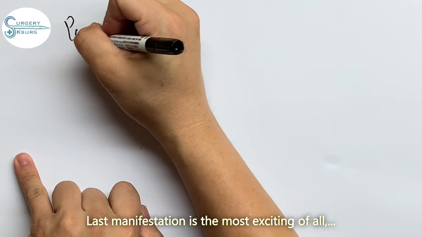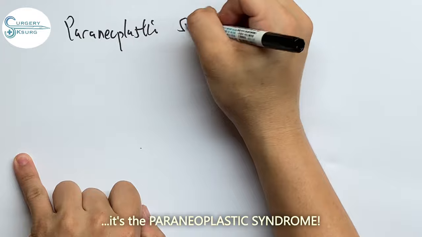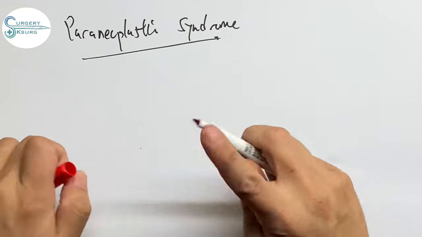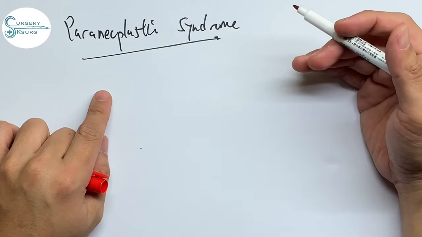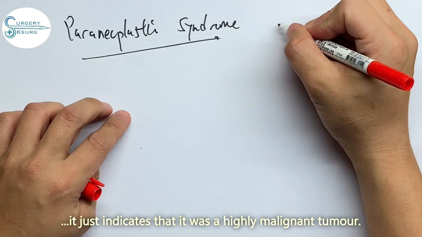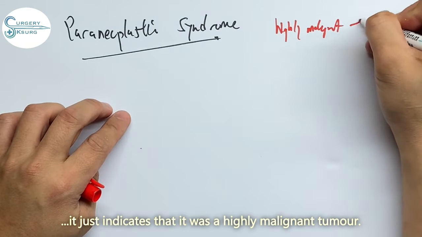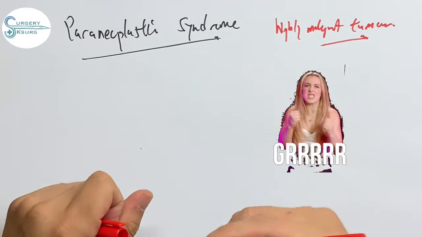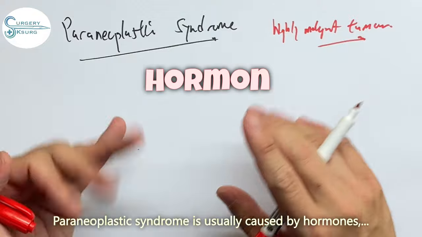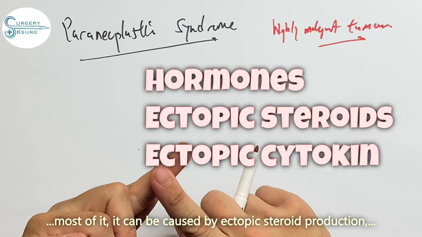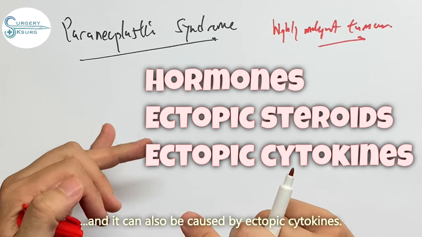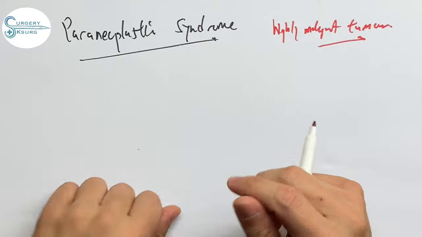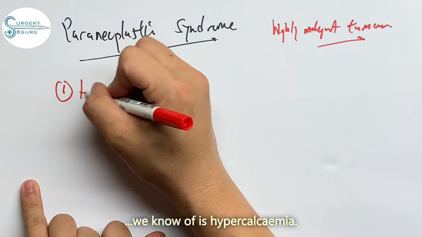The last manifestation, that is the most exciting of all, is the paraneoplastic syndrome. Paraneoplastic syndrome is not uncommon though. When the patient has a paraneoplastic syndrome, it just indicates that it was a highly malignant tumor. It's actually the grading. The tumor is more aggressive. Paraneoplastic syndrome is usually caused by hormones, most of it. It can be caused by ectopic steroid production, and it can also be caused by ectopic cytokines, and all these are actually secreted by the tumor cells. The most common paraneoplastic syndrome that we know of is hypercalcemia.